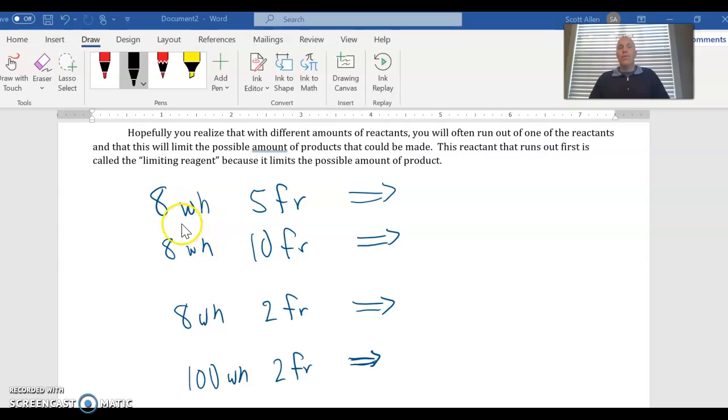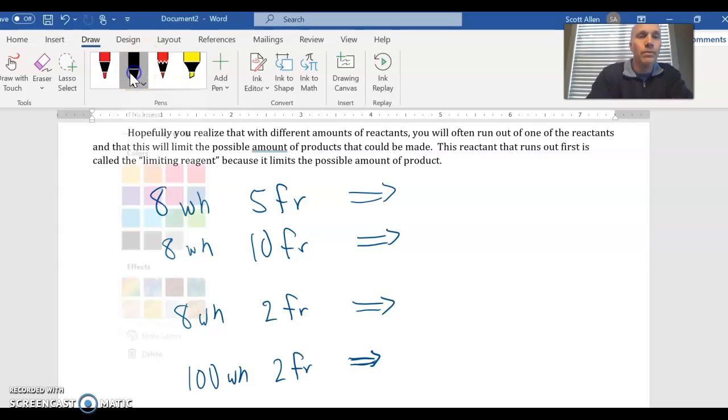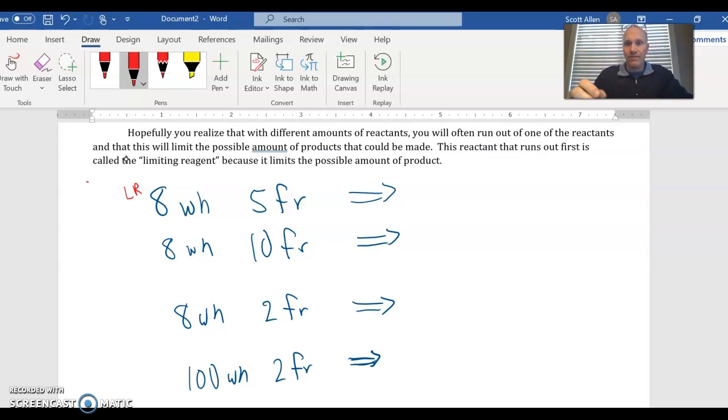Let's pretend that we had 8 wheels and 5 frames. That's the one we just did. Well, when we're doing this, I think most people could realize that your limiting reagent would be the wheels. The wheels would be the thing that runs out first, and that we could make 4 bikes from that. What if we had 8 wheels and 10 frames? Well, still, this one runs out first. That's your limiting reagent, and we can make a total of 4 bikes.